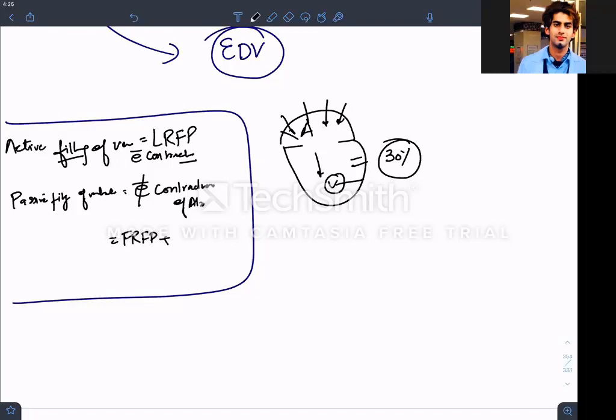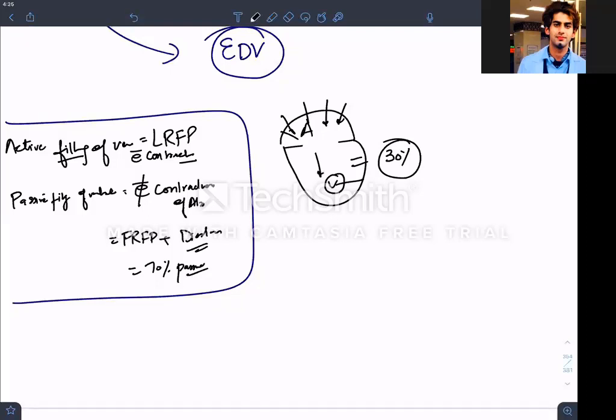You can think of it like a gravity thing, that something is coming down with the first gush of blood like a waterfall, and once the waterfall finishes, the gravity will tend to bring it downwards. So FRFP plus diastasis. Naturally, if 30% is being contributed by active filling, then 70% should be contributed by passive filling, isn't it? So 70% will be contributed by passive filling, and that's why we say it is a passive filling phase. You are not doing anything. It's just happening as a normal cardiac cycle.